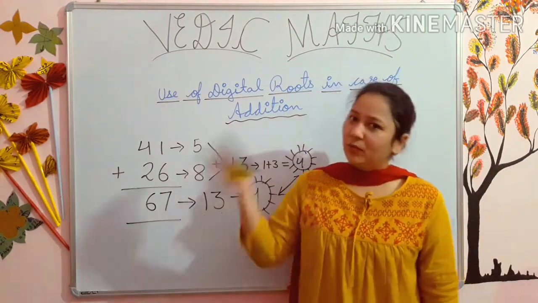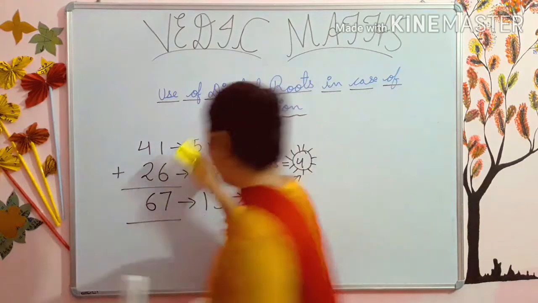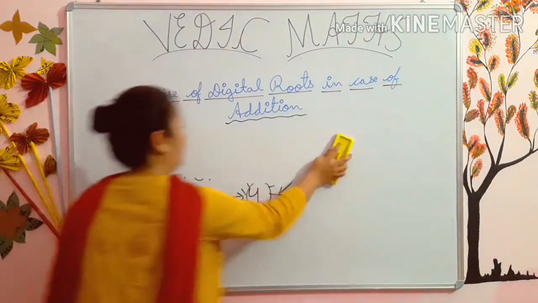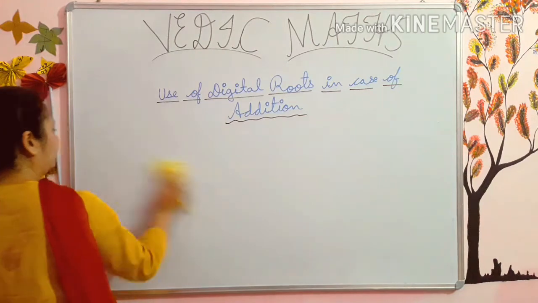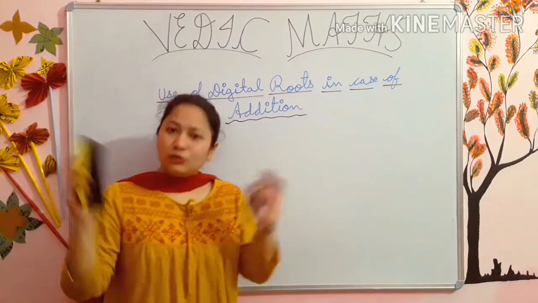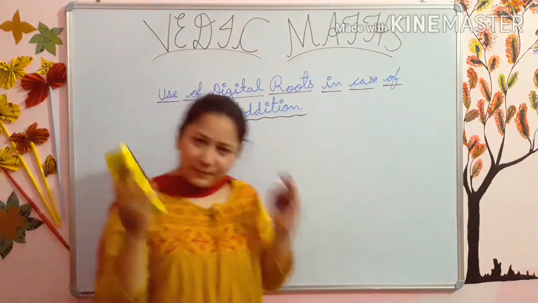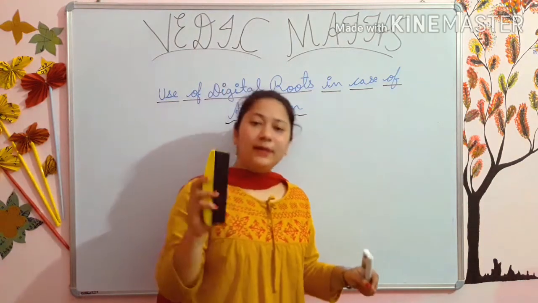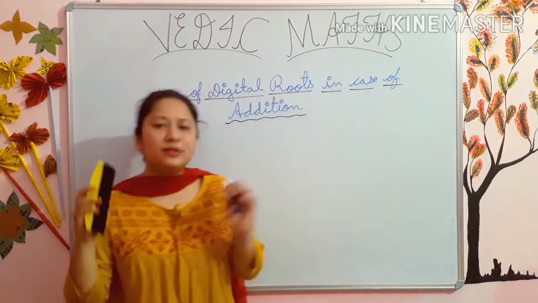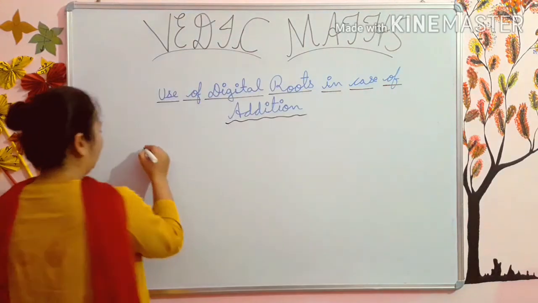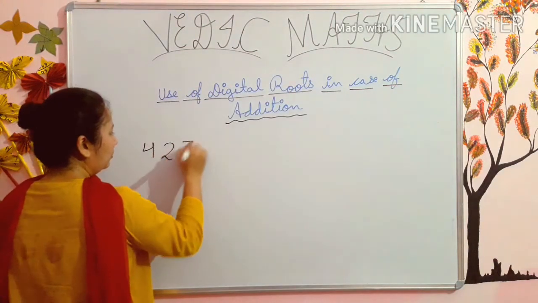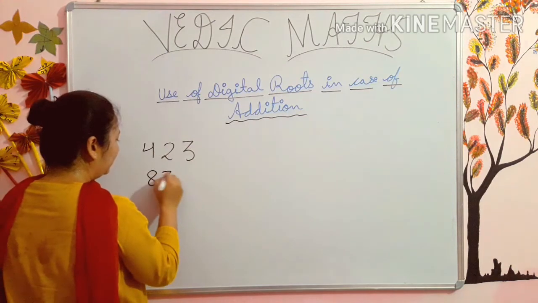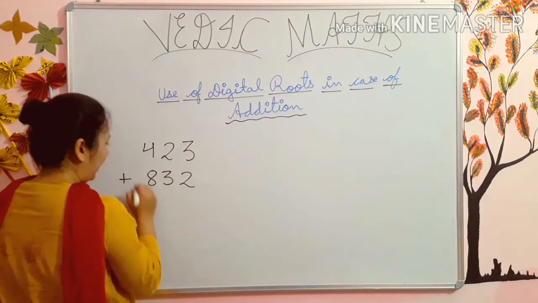Now students, we will move to our next sum. Two sums we will do by explaining, two sums we will do orally, so that you can get how fast you can check your addition sums. 4, 2, 3, 8, 3, 2. Addition.